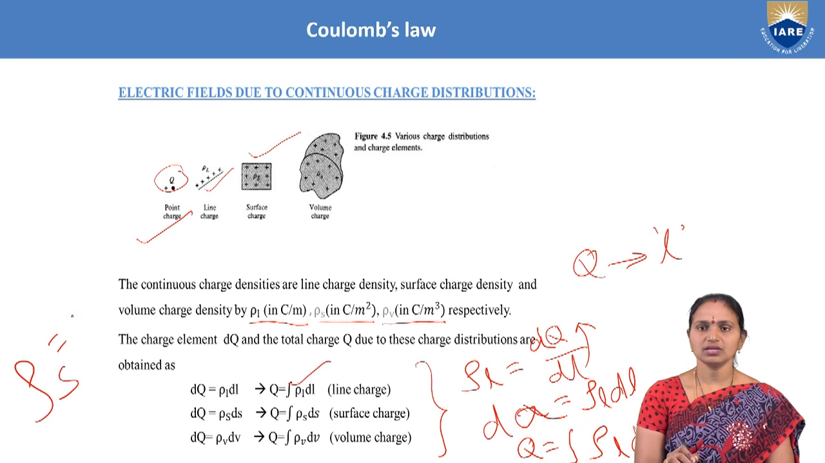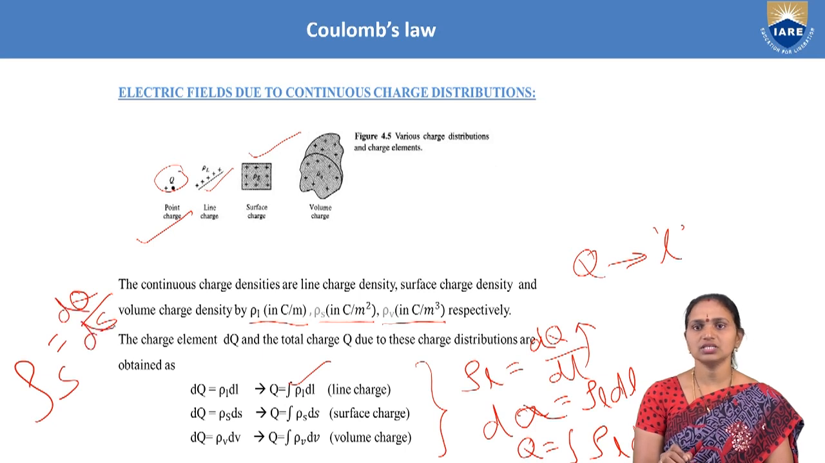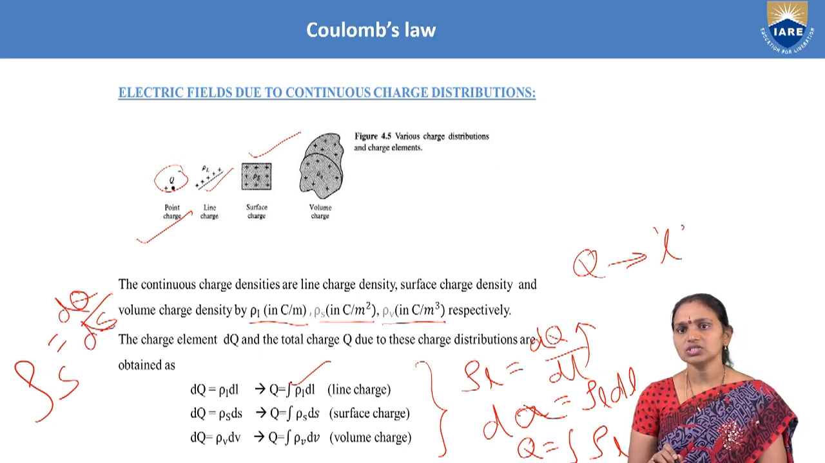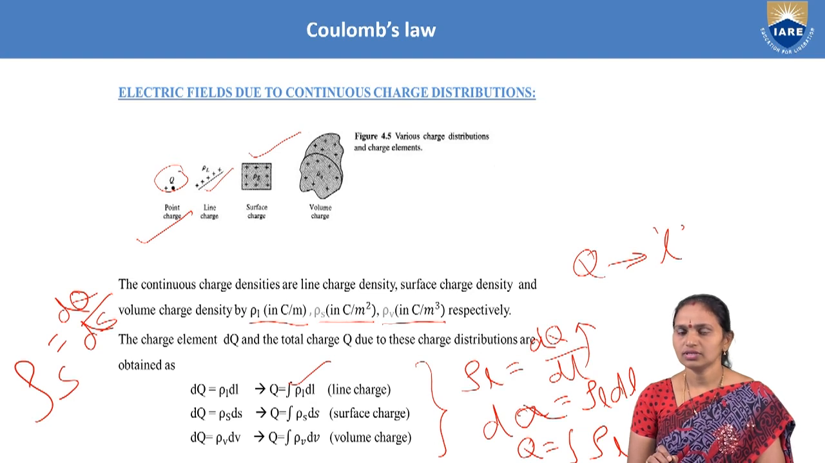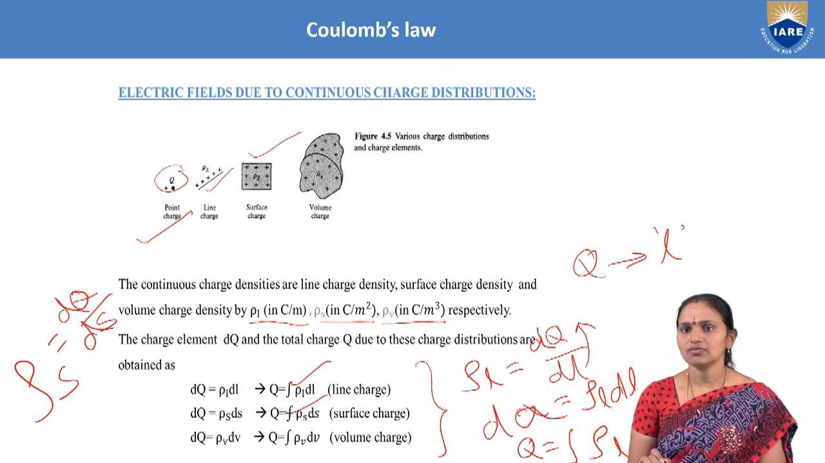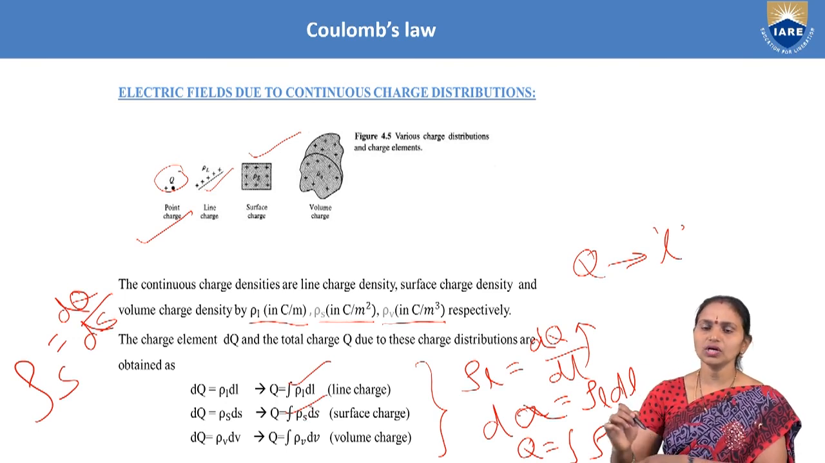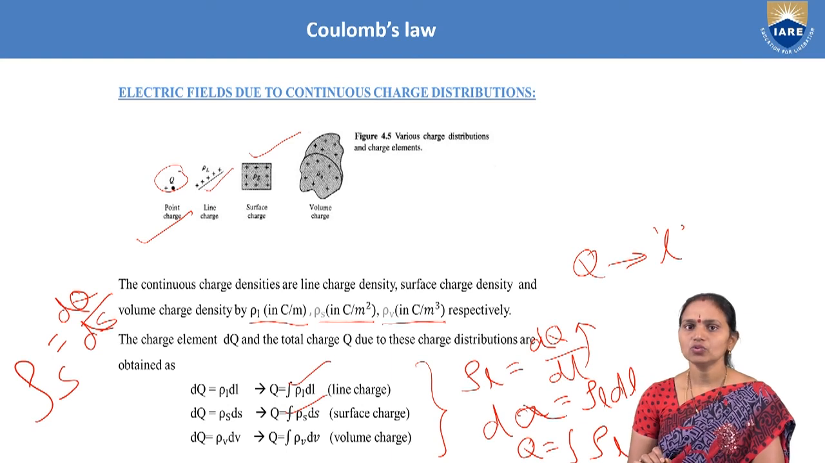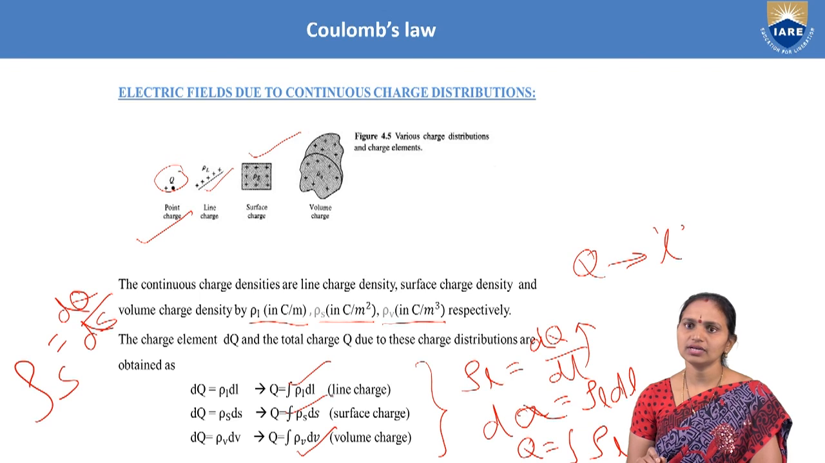Rho S is nothing but surface charge density, which is charge per unit area. Here I am taking differential charge and differential area. So from this we can write dQ as rho S dS, and to get Q we have to integrate this. Next, in case of volume charge also, rho v equals dQ by dV. Again by cross multiplying and integrating we will get the Q value.